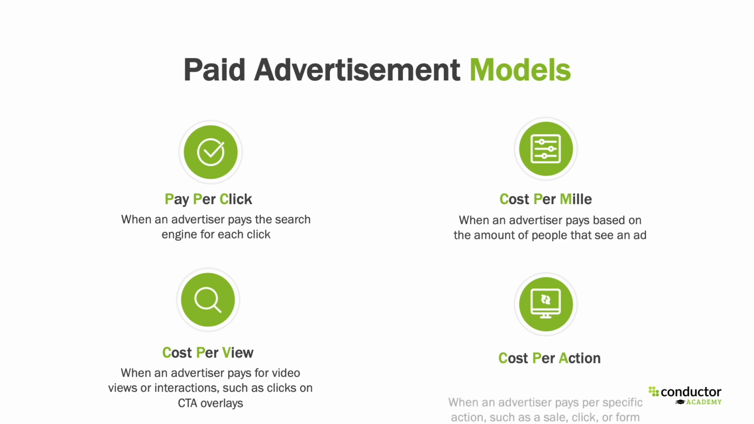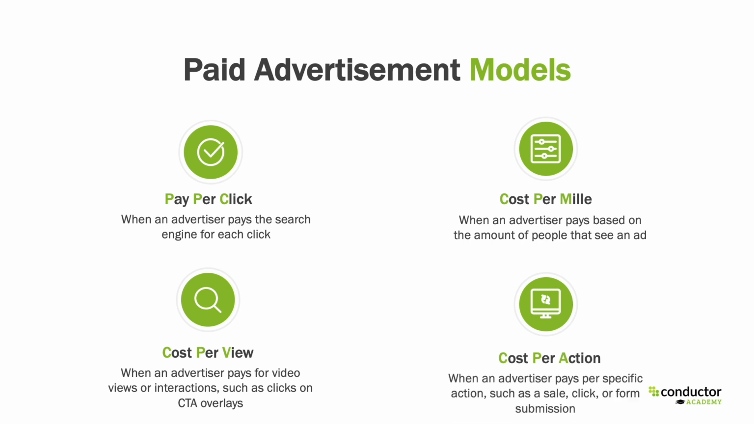CPA, or cost per action, is a bit of a hybrid of the last two models. This is when an advertiser pays for a specific action like a click or form submission. This model appeals to advertisers who would like less of a risk of non-converting views since you only pay upon a completed action. This is ideal for companies that are perhaps just starting out their paid campaigns.